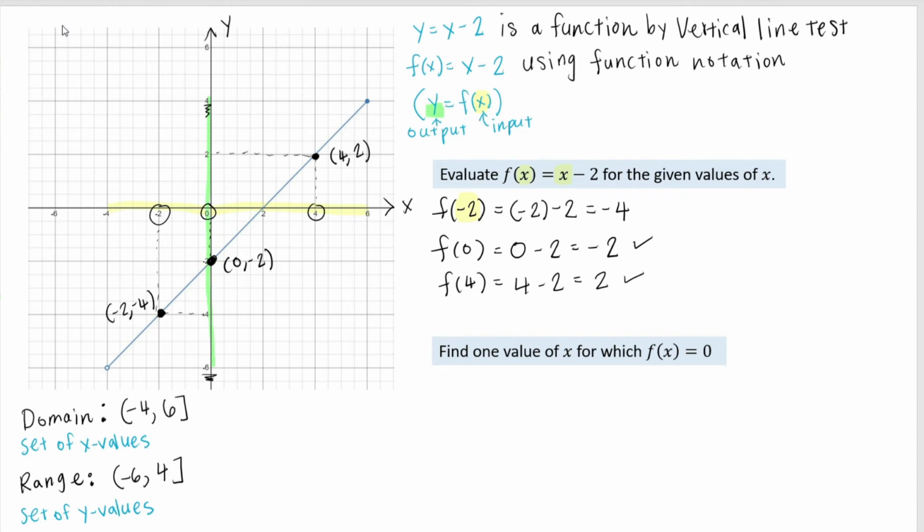Now let's find one value of x for which f of x is equal to 0. So 0 is the y value. From the graph, when y is equal to 0, x is equal to 2. So the answer is 2. Let's check using the function. We have x minus 2 is equal to 0. So x is equal to 2.